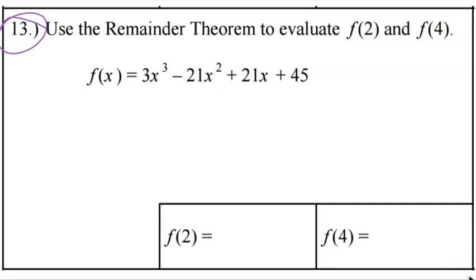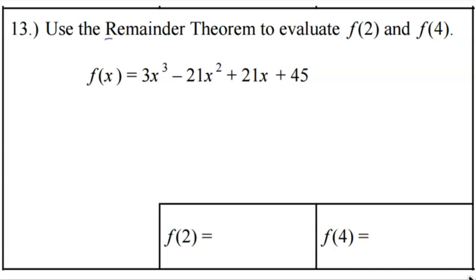All right, now let's look at question number 13. It says use the remainder theorem to evaluate f of 2 and f of 4. We actually did this in questions 4 and 5. If you go back and look at the videos for questions 4 and 5, we did exactly this. We used the remainder theorem to evaluate, I think it was like, f of 3 and f of 5 or something like that in a piecewise function.